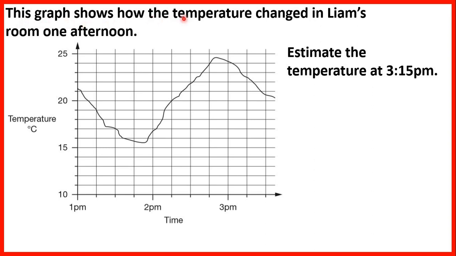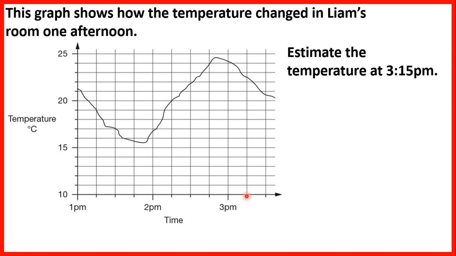This graph shows how the temperature changed in Liam's room one afternoon. Estimate the temperature at 3:15 p.m. So we need to find 3:15 p.m. on our line graph. We can see that between 1 hour and the next we have 1, 2, 3, 4 lines. So each of these lines is a quarter of an hour, and a quarter of 60 minutes is 15 minutes. So 3:15 p.m. will be the first line after 3 p.m.